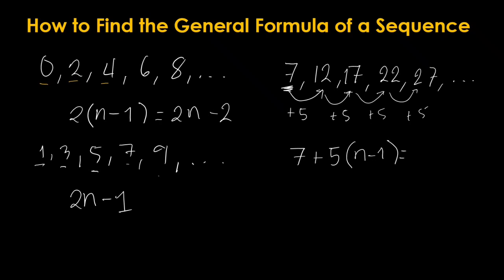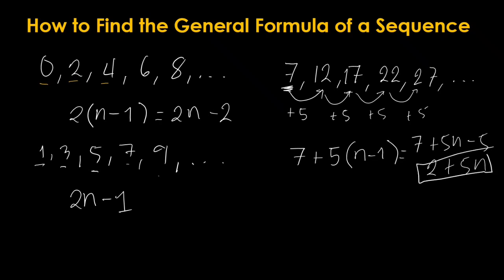Next, we can simplify this as well if you want to write this in simplest form. So you have 7 plus 5n minus 5. So this is 2 plus 5n.